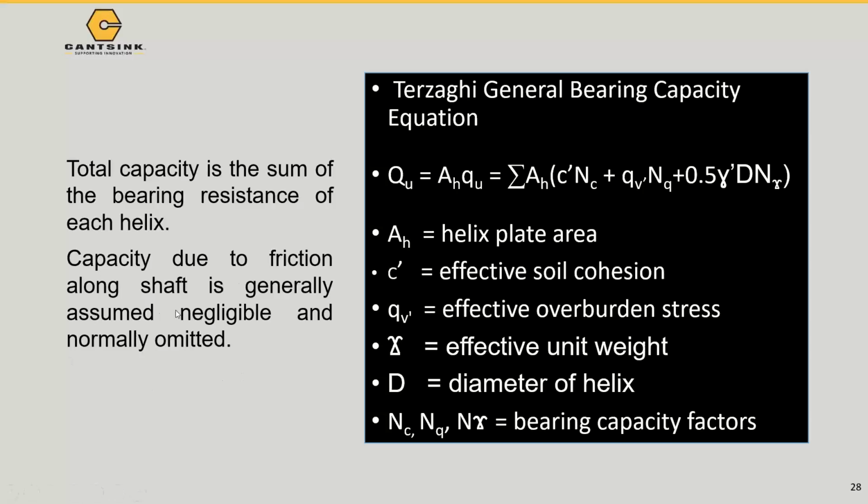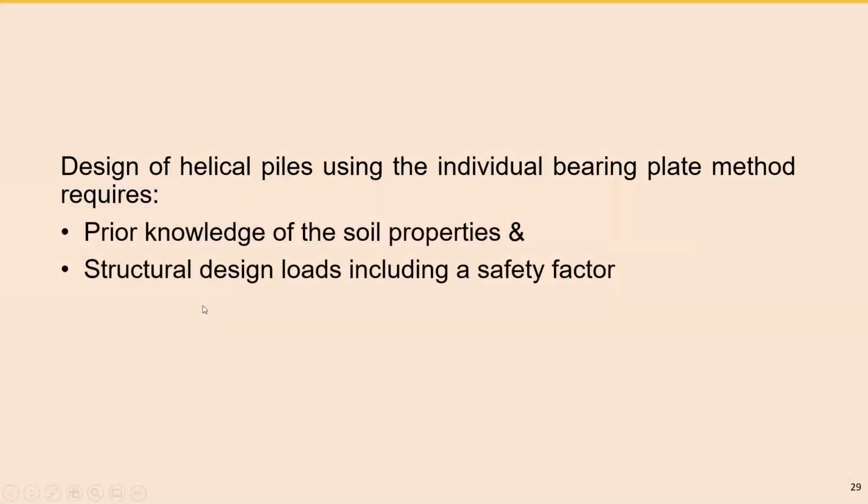So now you can see that designing a helical pile using the individual bearing plate method requires prior knowledge of the soil properties. You have to determine c, gamma, Nc, and q, and also the structure design load, including a safety factor. Usually, you have the design working load on that pile. That's what they tell me when people from CTL or Cantsink call me. They say, I have a design working load of 20 kips on this pile, and the safety factor is 2. Usually the safety factor that we use with helical piles is 2.